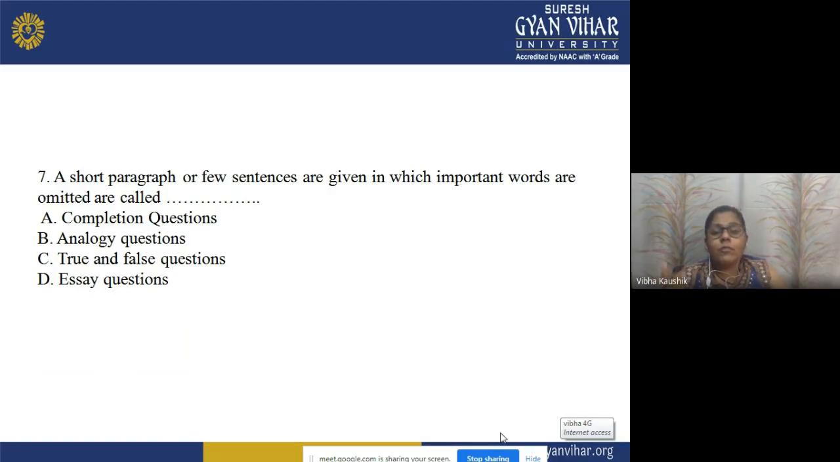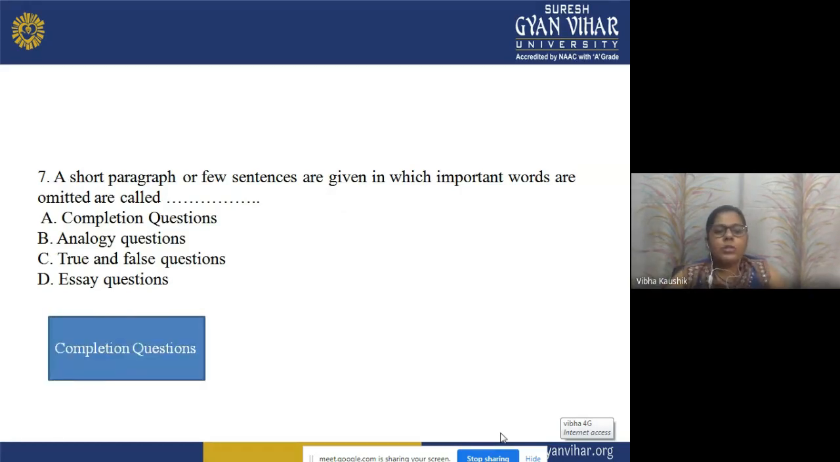Now, students, you have to select the correct answer from the given options A, B, C, D. Yes, students, the correct answer is option A, that is completion questions. In the completion questions, the teacher constructs the question in such a way that the teacher asks the students to fill the important words which he or she has omitted.